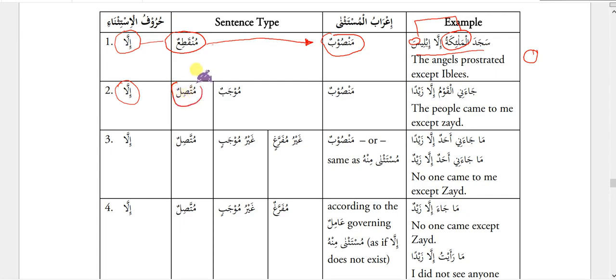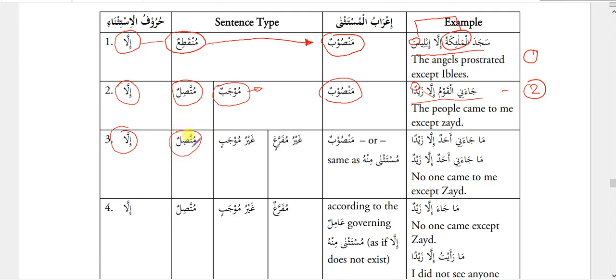Here we have muttasil. Muttasil means mustasna was a part of mustasna minhu, and that sentence is mujab. Mujab means that sentence is simple. There is no question mark or denial in that sentence. So the i'rab will be mansub, like ja'anil qawmu illa zaidan.